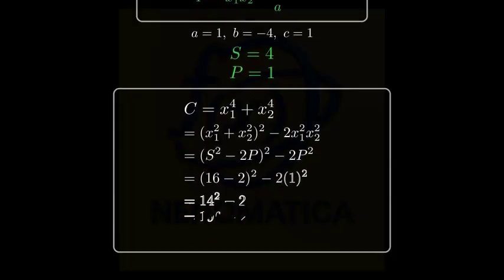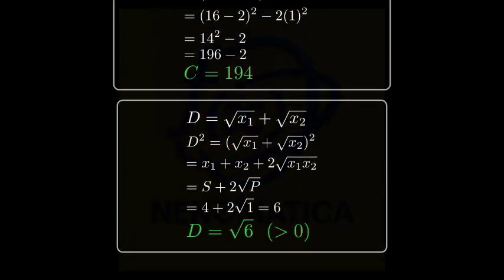Now compute capital C. Start by rewriting x1 to the fourth plus x2 to the fourth as the square of x1 squared plus x2 squared minus 2 times x1 squared x2 squared. But x1 squared plus x2 squared equals s squared minus 2p. And x1 squared x2 squared equals p squared. Substituting s equals 4 and p equals 1 gives C equals 16 minus 2, all squared, minus 2 times 1, which simplifies to 194.